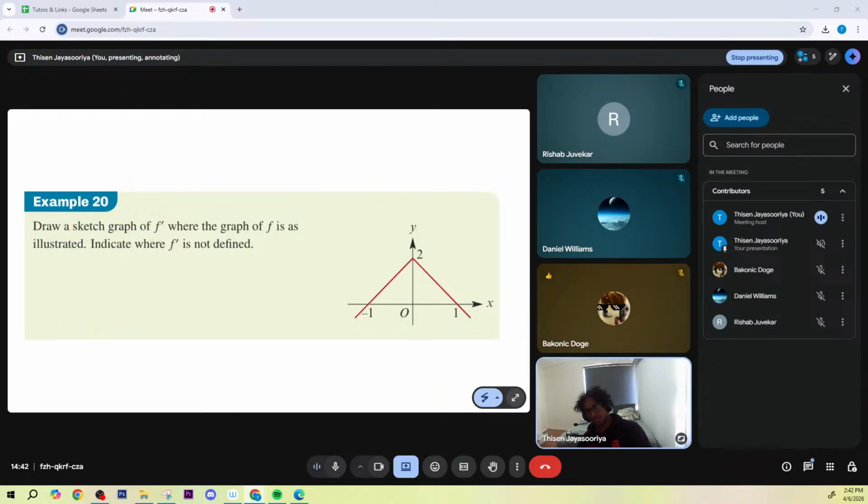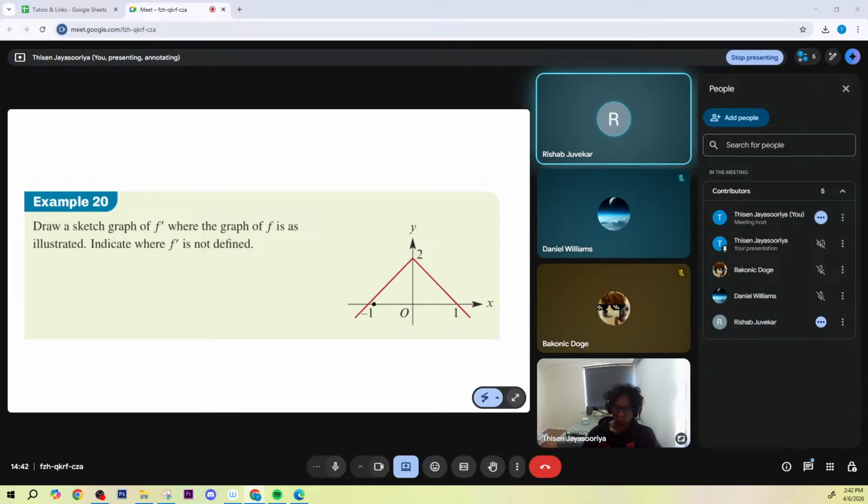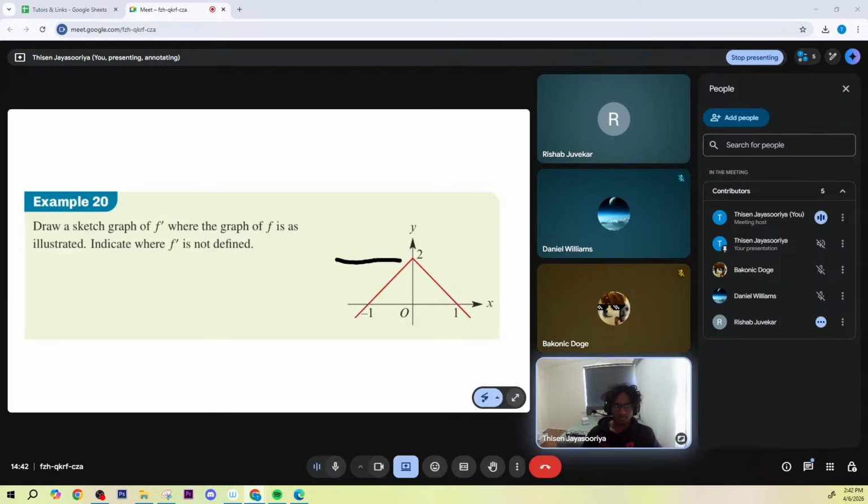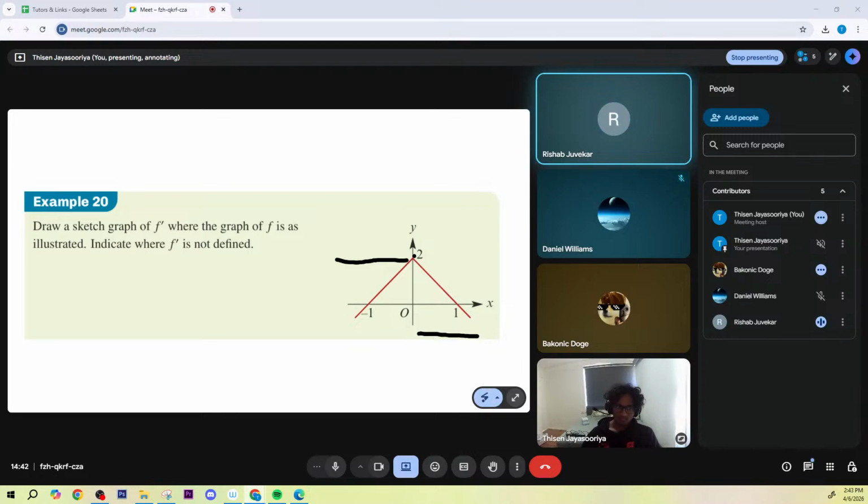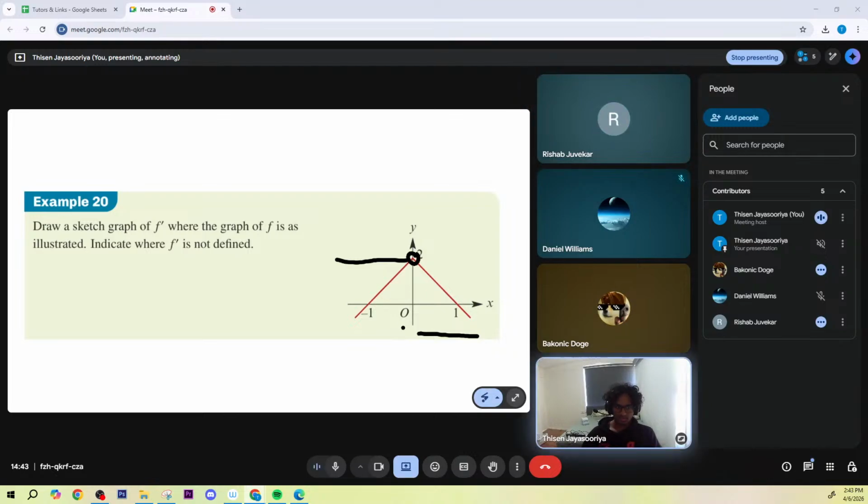Rashad, I'll give this one to you. Here it says draw a sketch of f dash where the graph of f is illustrated. Indicate where f dash is not defined. So here, what is the gradient of the part of the curve to the left of the x-axis? Positive. It's positive, yeah? And what happens when I get to this point here? It becomes negative. Yeah. What is undefined here? The endpoints, 0, 2 and 0, negative 2, inclusive. So it's these two.